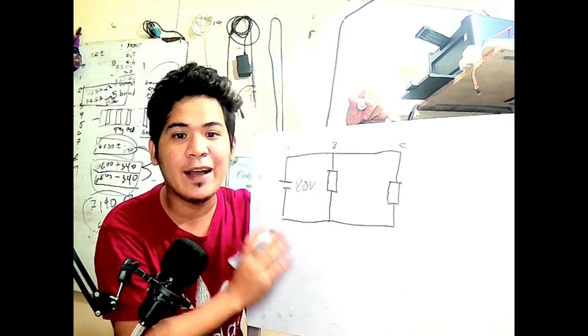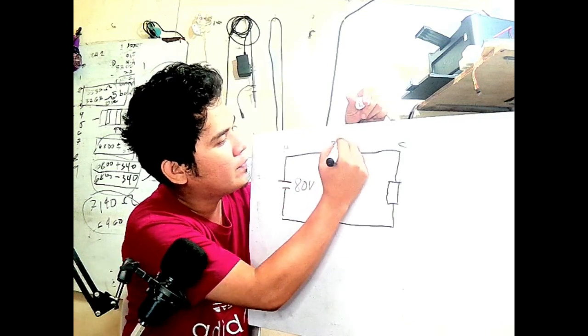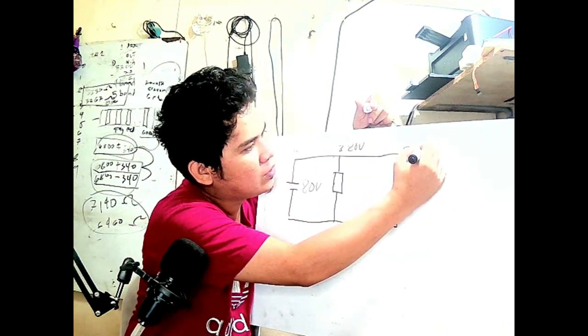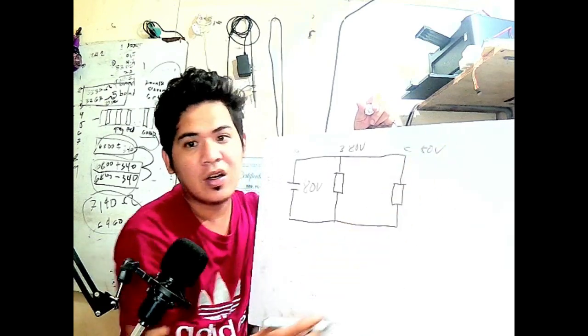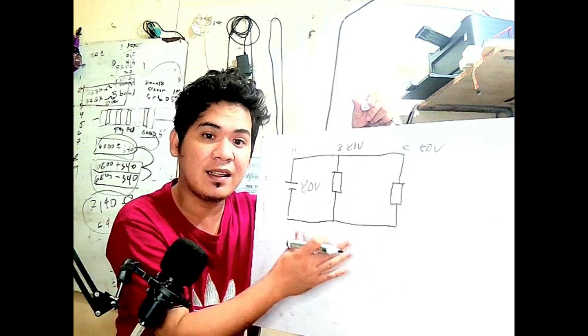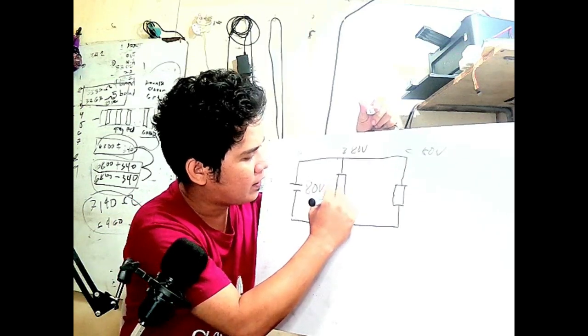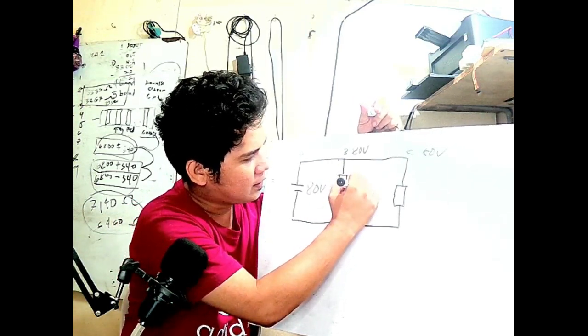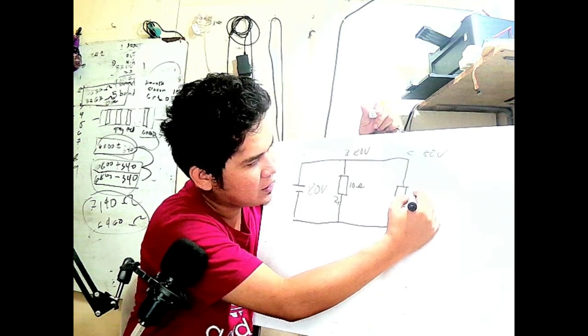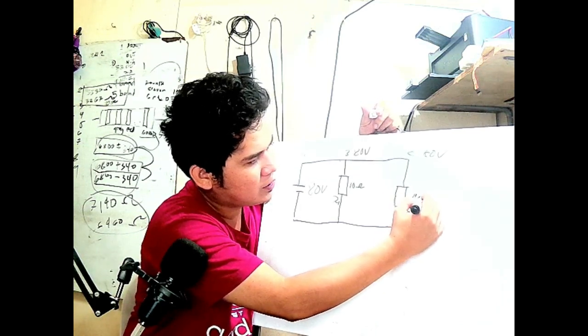Okay, so, I have 80 volts input. So, ibig sabihin, yung voltage at this node is 80V. At this node also is 80V. Okay? So, pero yung current na nagpo-flow dito is magkaiba, depende sa ating resistance. For example, yung ating R1 here is 10 ohms. Yung ating R2 is 40 ohms.